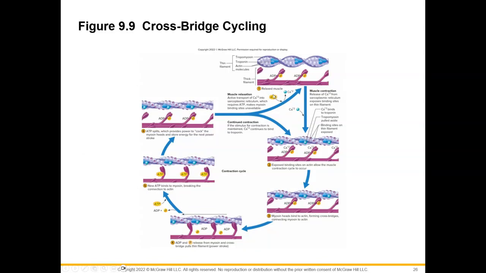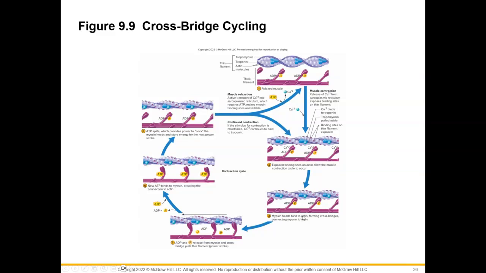Now, at some point, as we have a stimulus, ATP is going to cause calcium to be released, and we'll get our muscle contraction. The release of the calcium from the sarcoplasmic reticulum will expose the binding sites on the thin filament. So notice what happens here. We've moved the troponin, which moves tropomyosin, and now the binding sites are available for the myosin head to reach up and grab it. The exposed binding sites on the actin will allow the muscle contraction cycle to occur.